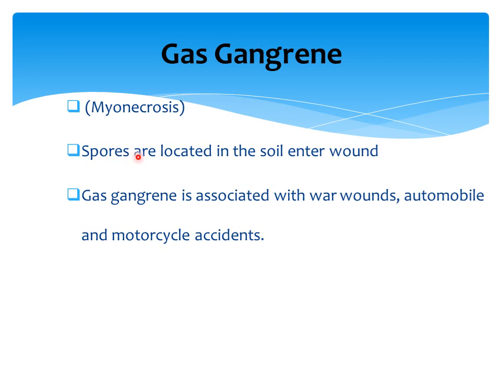السبور دايما بيكون موجود في السويل and enters through the wound. يعني there is any trauma like war wound اللي هو مثلا في الحروب، وممكن تكون car or motorcycle accidents. يعني السبور بيكون موجود، يحصل an accident والسبور enters through the wound and enters the body.